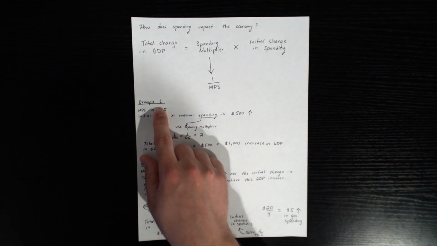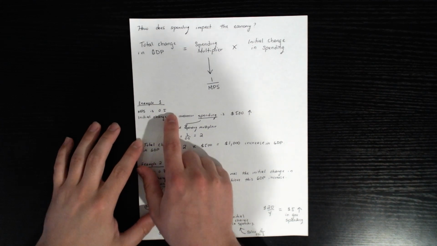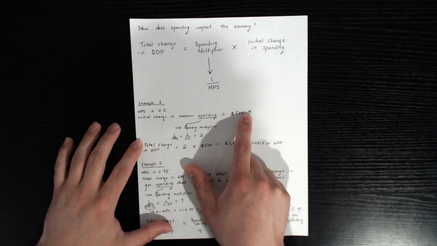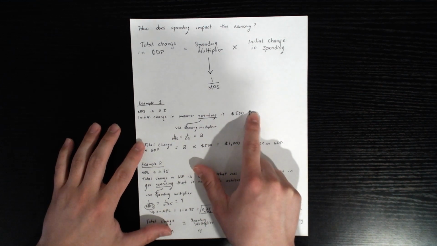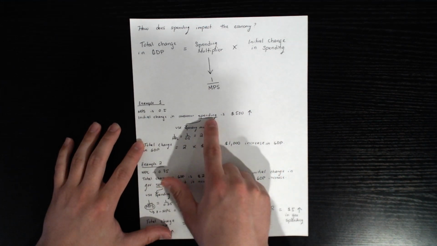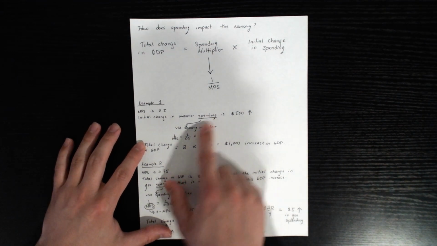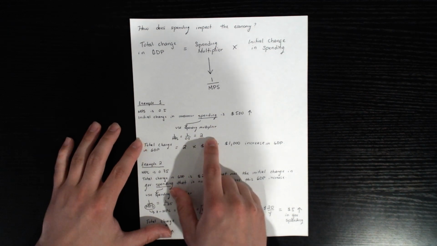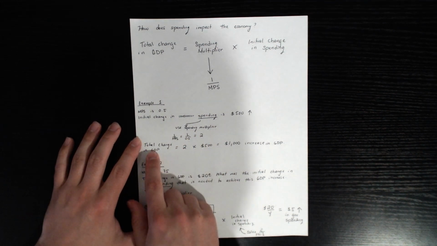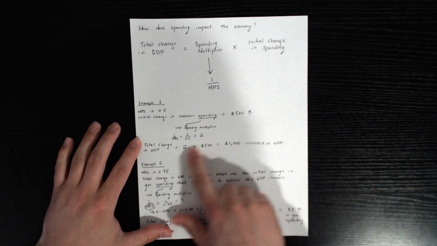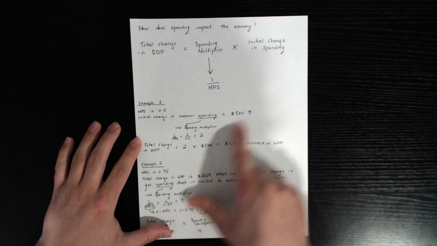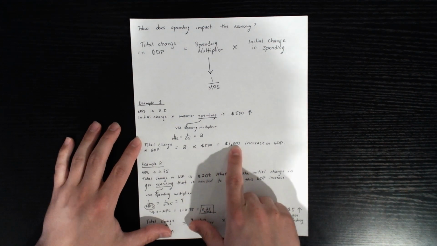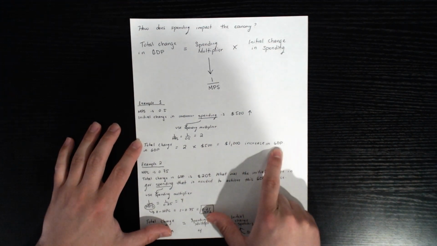So let's do this example. If MPS is 0.5 and the initial change in consumer spending is 500, an increase of 500, we're going to use the spending multiplier since it's talking about spending. That's 1 over MPS, or 1 over 0.5, which is 2. So now the total change in GDP is going to equal the multiplier, which is 2, times a $500 increase. That's the initial change. That gives us a $1,000 increase in GDP.